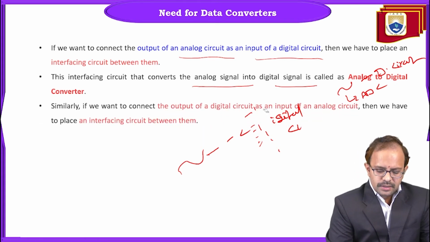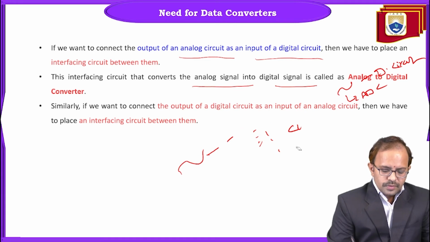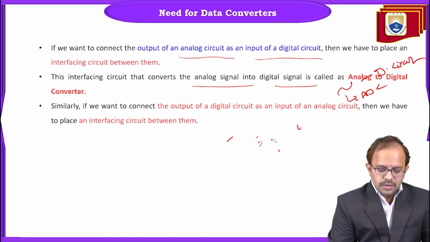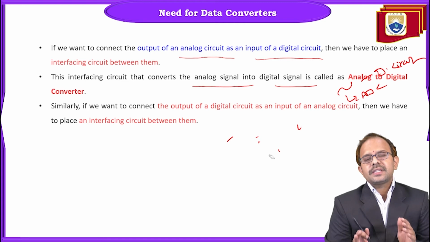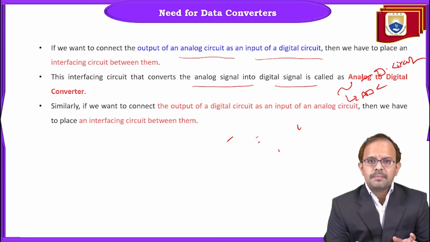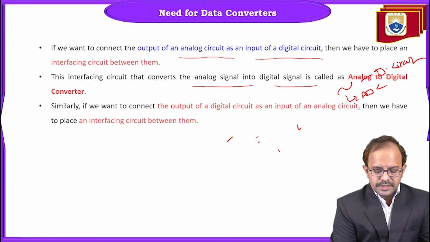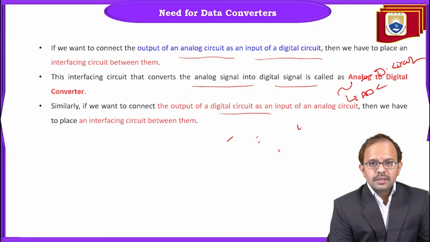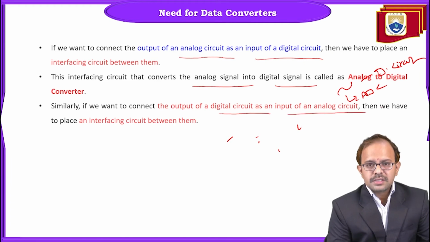Look at the other end. What is going to happen here? If we want to connect, these digital circuits are going to perform some operation. These digital circuits are going to have done some job. Now, the output of this digital circuit acts as an input to the analog circuit.